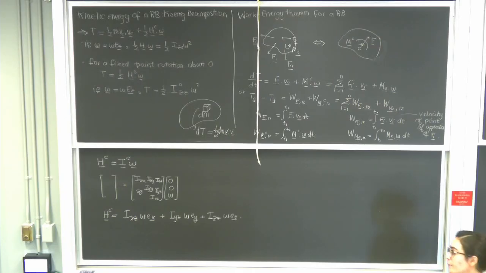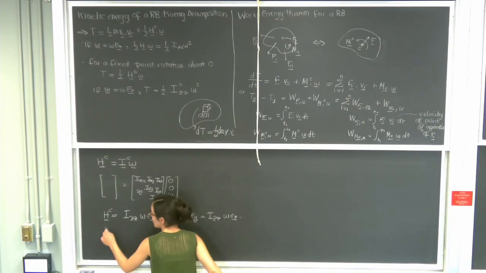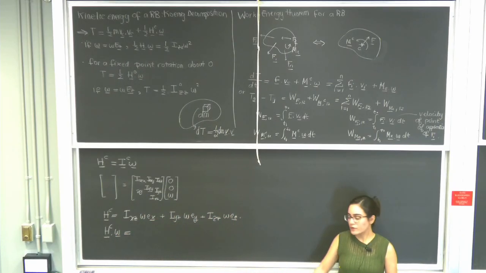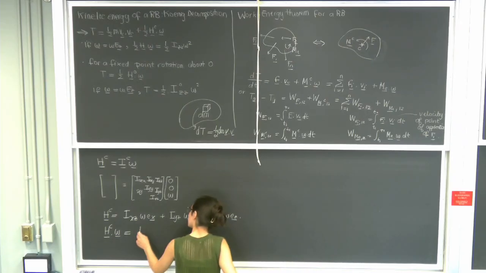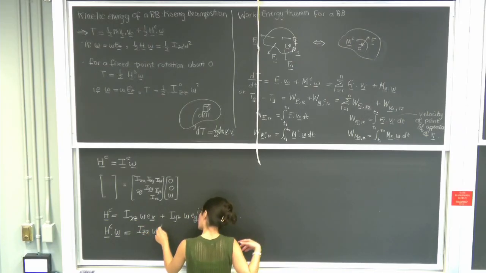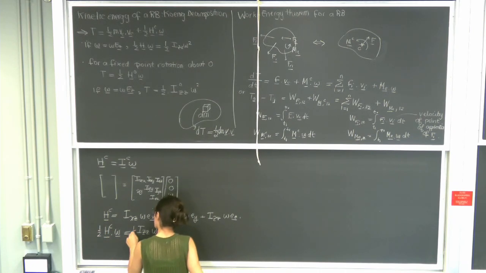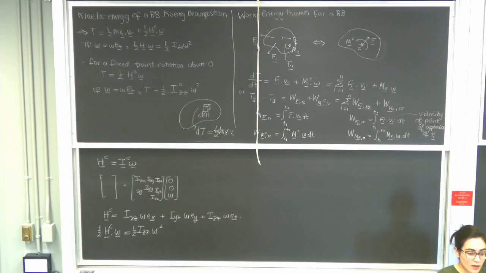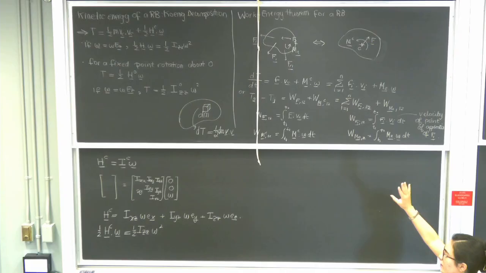Okay, and then what would happen if I were to dot this expression with omega to get HC dot omega? What will I get? Just that, right? So Izz omega squared, and if I put a half, I'll get a half Izz omega squared. So that's just a simplification up there. If omega is along EZ, which is the case in this class, then you can simplify the last term. Instead of calculating the whole of HC, all you need is to know Izz and multiply that by omega squared. Okay?